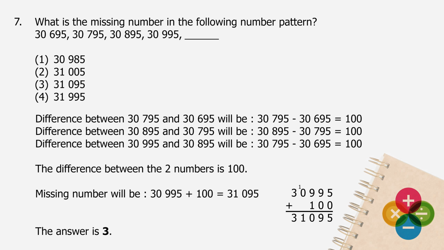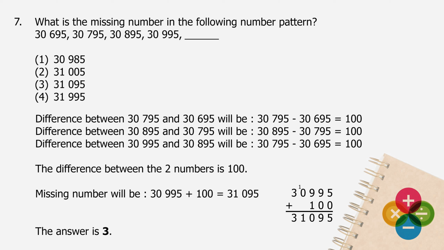The difference between 30,795 and 30,695 will be subtract 30,695 from 30,795, and the difference is 100. The difference between 30,895 and 30,795 will be subtract 30,795 from 30,895, and the difference is 100. The difference between 30,995 and 30,895 is also 100. The difference between the two numbers is 100.